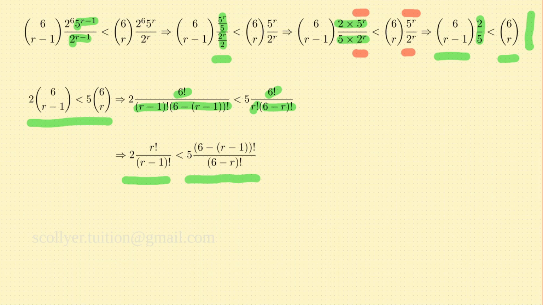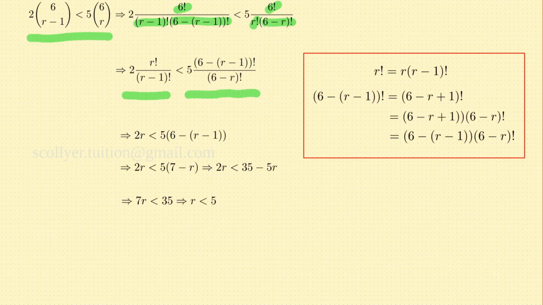Now, to simplify these factorial expressions, we need two identities. The first is r factorial equals r times (r minus 1) factorial. The second, which is slightly trickier, is (6 minus (r minus 1)) factorial equals (6 minus (r minus 1)) times (6 minus r) factorial, which we get to by replacing 6 minus (r minus 1) with 6 minus r plus 1, and we can then factorize that into (6 minus r plus 1) times (6 minus r) factorial, which follows by analogy with that result.